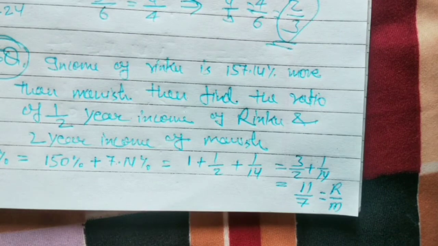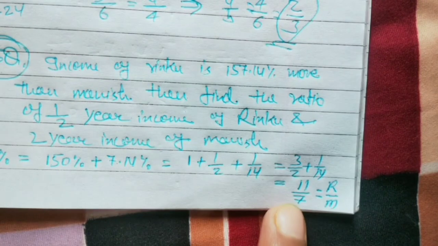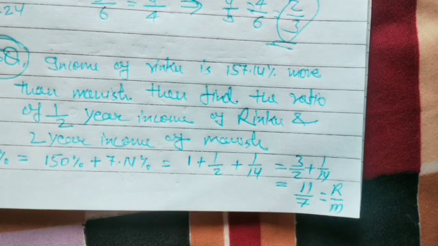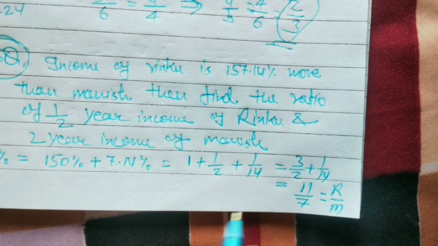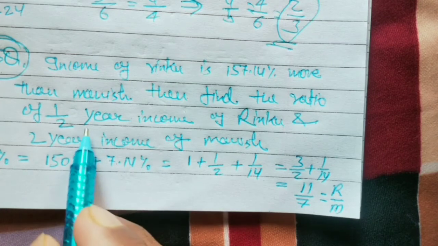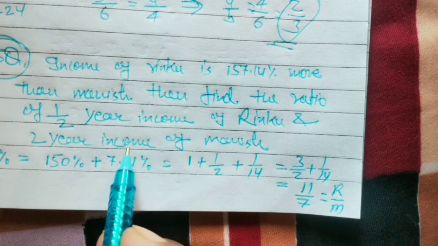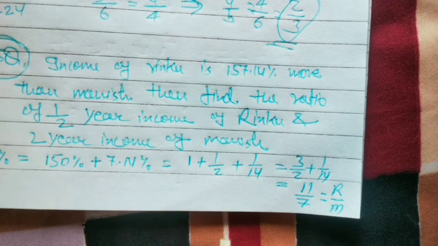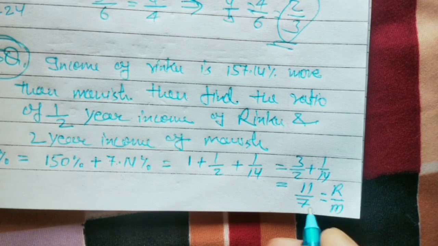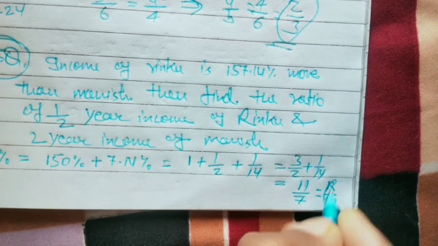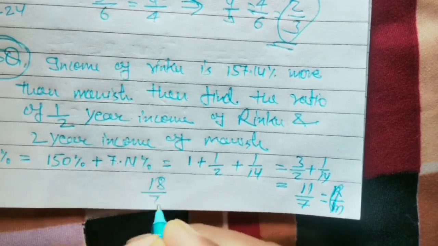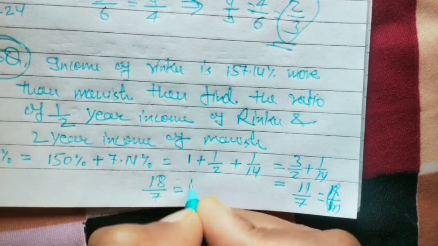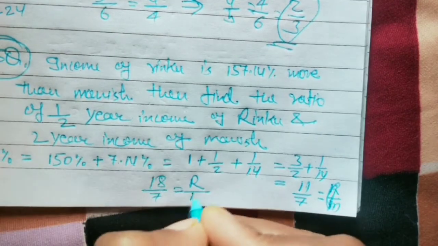So our question is not this. We will have to go further. So this is the basic income of Rinku and Manish. Now what do we have to find? We have to find the half year income of Rinku. Sorry, it will not be 11/7, it is 7 + 11, which is going to be 18/7. So this is the ratio of Rinku and Manish.